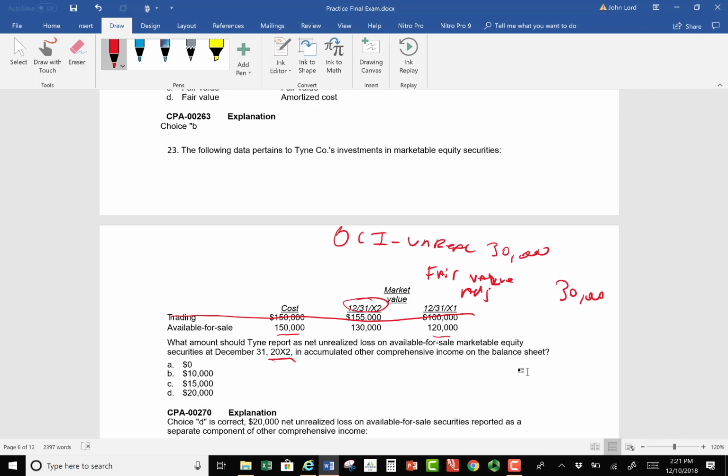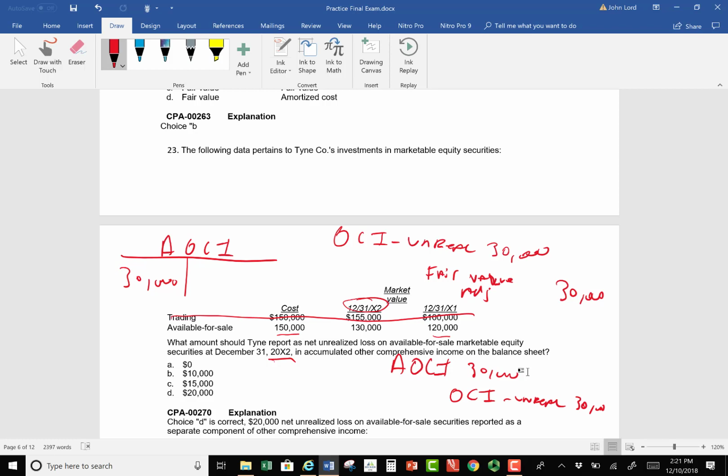Then I have to close this OCI, don't I? So when I close OCI unrealized, I'm going to credit it for 30, right? That closes that, and I debit accumulated OCI for 30. And so I'm going to tee up accumulated OCI over here, and that was a debit for 30,000, right? Okay, good. Then what happens?